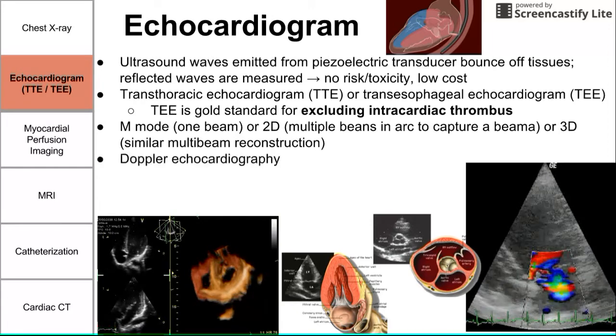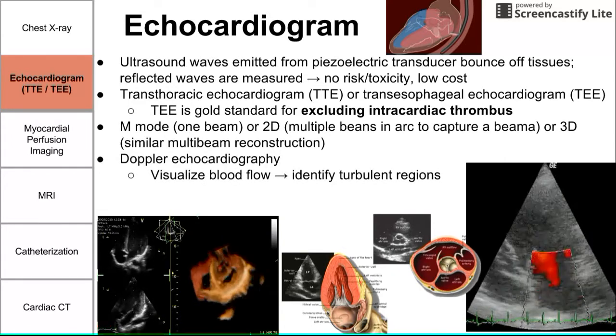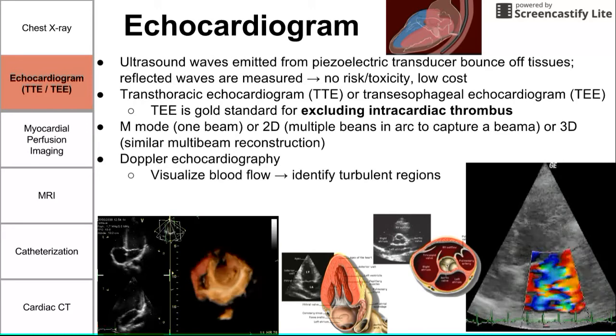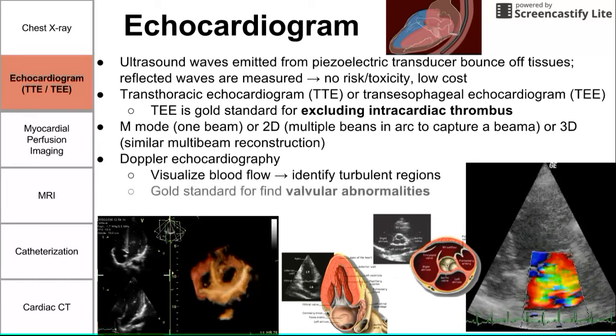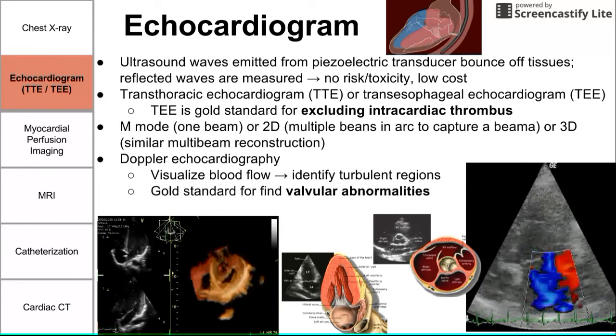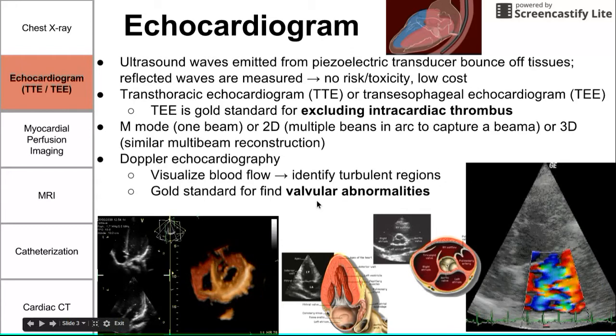Doppler echocardiography is specifically used to look at blood flow, and its advantage is that you can identify turbulent regions. I believe it's specifically used for looking at valvular diseases and valvular abnormalities. So Doppler should be associated with valvular abnormalities.